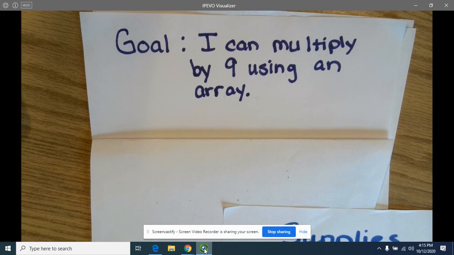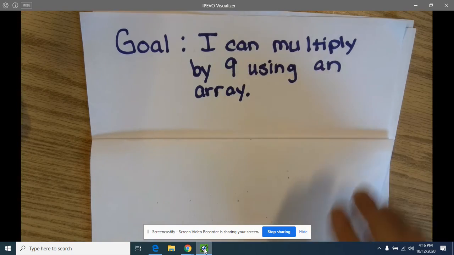It is Ms. McNichol, and today our goal is I can multiply by 9 using an array. So we're getting up there. I want you to remember, though, when we started this, we said I can multiply by 1, 2, 5, and 10. We worked on 3s, and 3 is multiplying by 2 and 1. 4 is multiplying by 2 and 2. We've broken our 6 into 5 and 1, 7 into 5 and 2. 8s can be challenging, and so can 9s. So I'm going to show you a couple of strategies for 9.